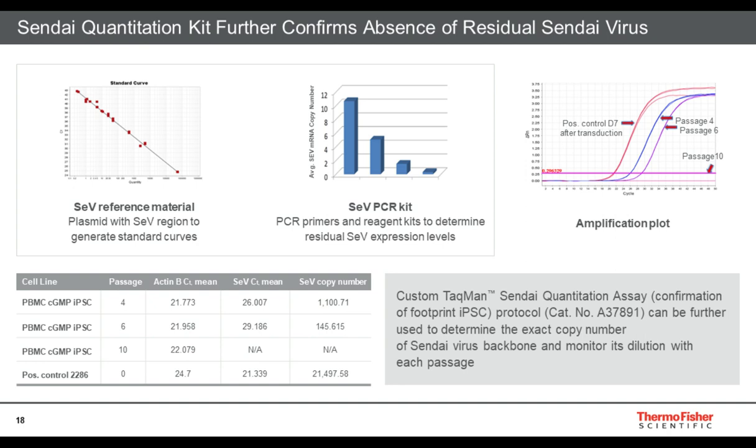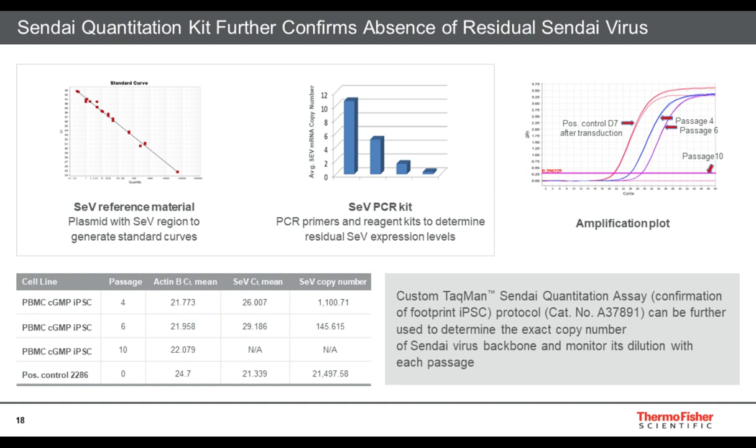So if you would like further confirmation that the Sendai virus is cleared from your cultures, we provide a custom TaqMan Sendai quantification assay. And this can be used to further determine the exact copy number of Sendai virus and its backbone and monitor its dilution throughout each passage. So as you can see, we have the Sendai virus reference material on the left. We provide to you the PCR kit, and then you do the amplification to show how it's programming out.